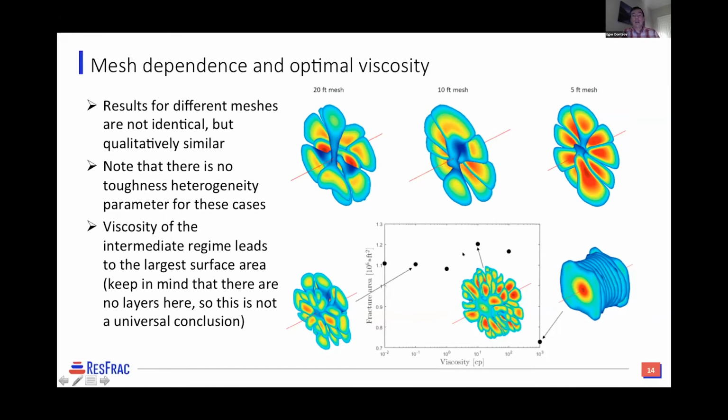And so actually the best solution, at least from this analysis, which is very simplified, occurs when we're somewhere in the middle. In the intermediate regime, the fracture surface area is a little bit higher. And surface area can be related to production, right? The more contact you have with the reservoir, the more potential you have for production. Of course, it's important where the propellant goes and so on, but just in this simple case, the intermediate regime gives the best surface area.